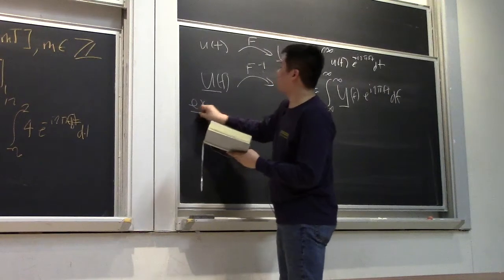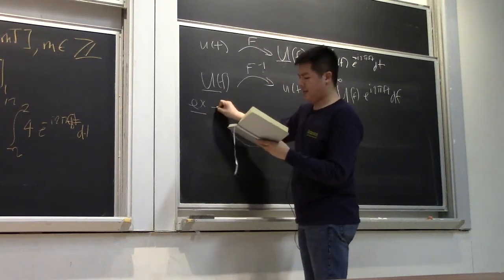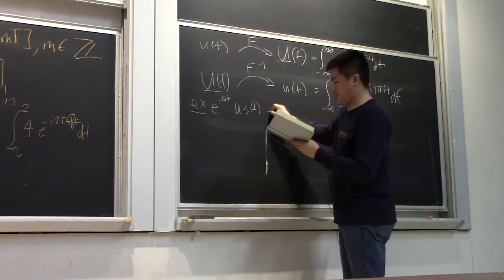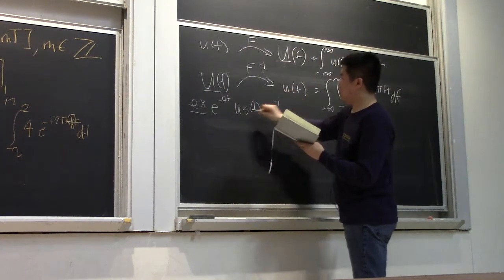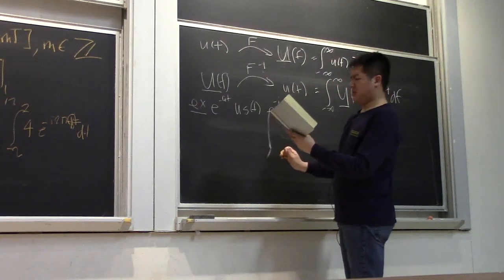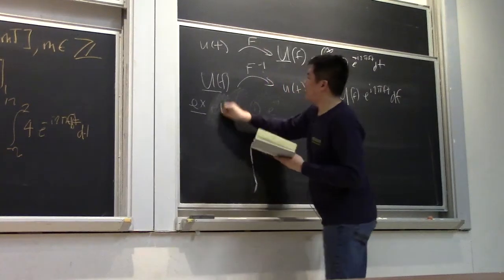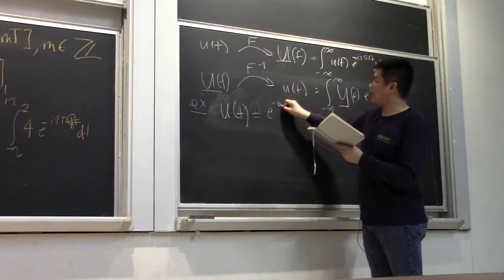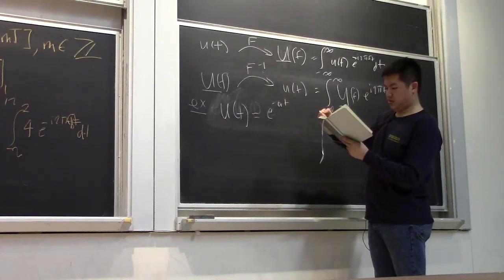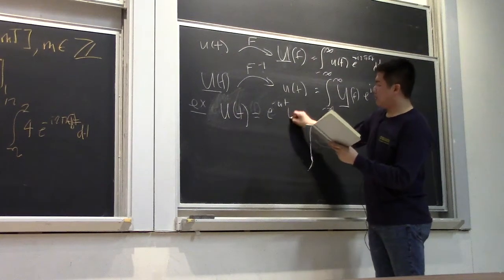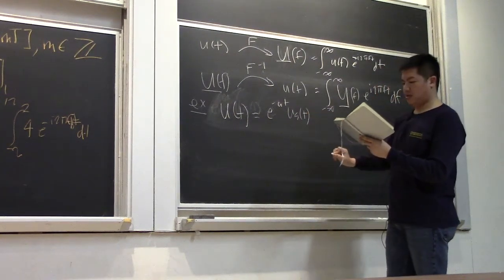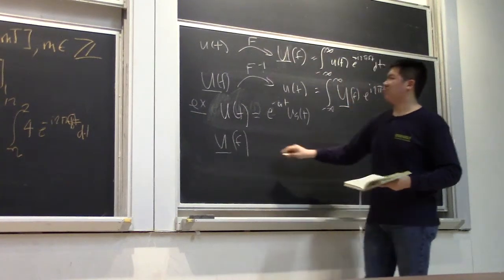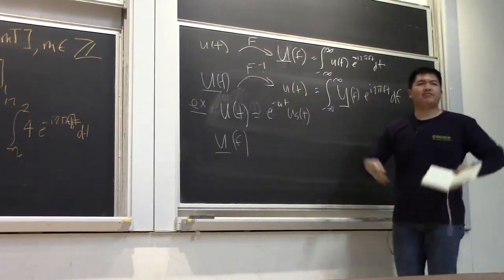So I don't quite have a full example. Let's say there is an input signal u of t equals e to the minus at times us of t. They ask you what is big U of f. Go ahead, just plug it into the formula and get out.